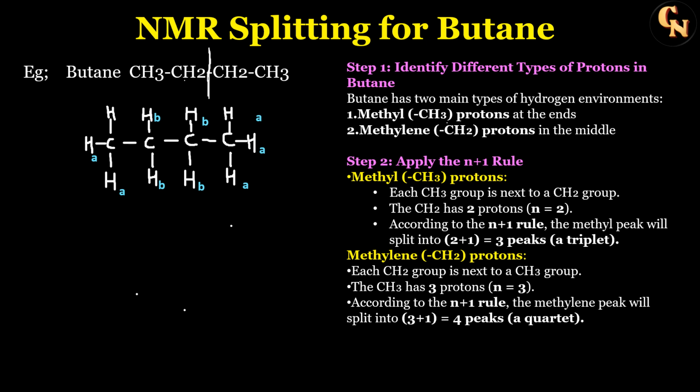One is CH3, the protons on the carbon having 3 protons, and the other is methylene, that is CH2. So the ones at the ends will have the same environment. How the same? This carbon has 3 hydrogens and its neighbor has 2 hydrogens. Similarly, the first carbon has 3 hydrogens and its neighbor has 2 hydrogens.